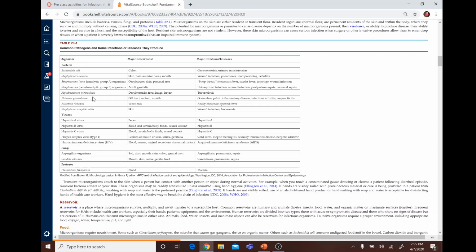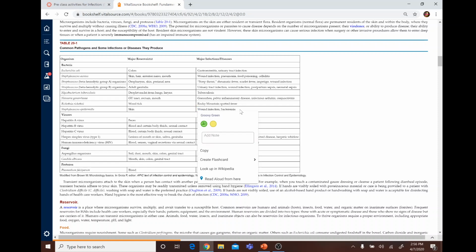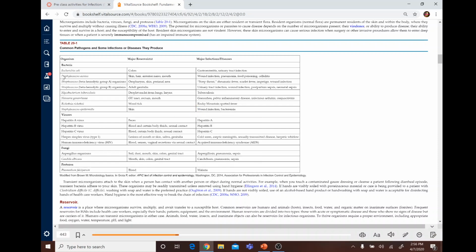What is the major reservoir of Rickettsia rickettsii? Wood tick. What are the major infections or diseases caused by Rickettsia rickettsii? Rocky Mountain spotted fever. What is the major reservoir for S. epidermidis? Skin. What are the major infections or diseases caused by Staphylococcus epidermidis? Wound infection, bacteremia. Now let's talk about viruses. We just talked about bacteria.